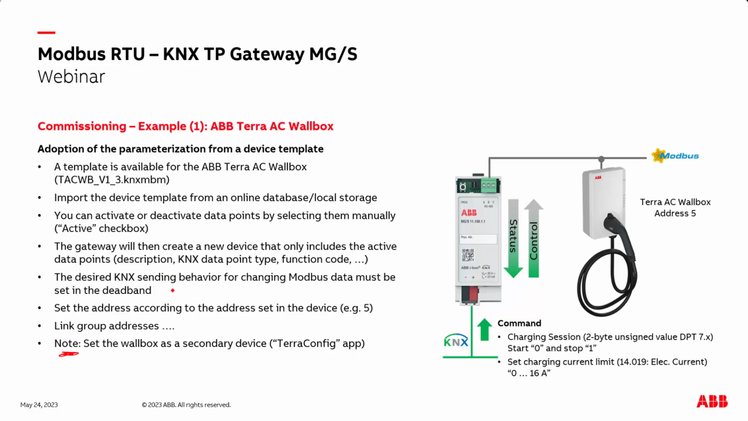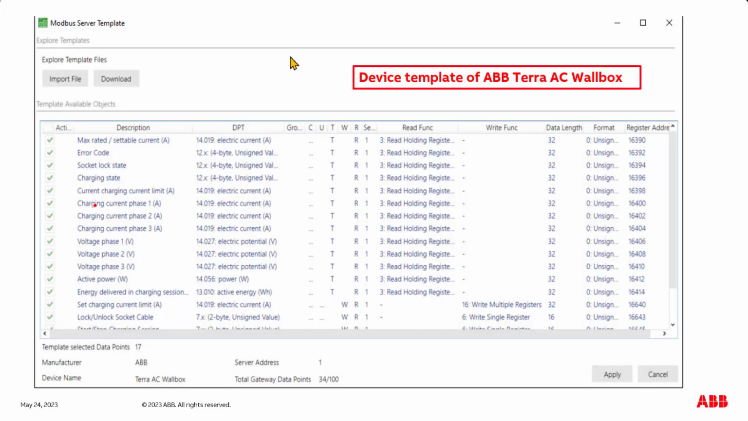Then we set here our sending behavior, our deadband. Then we link the group addresses and so on. And then we can make a download. And these are the necessary steps we have to do. So this is exactly here our template.